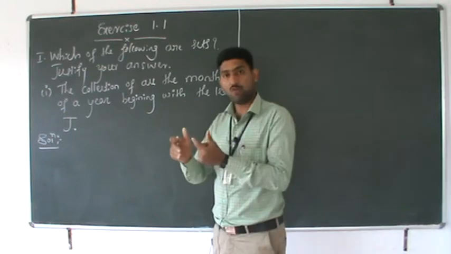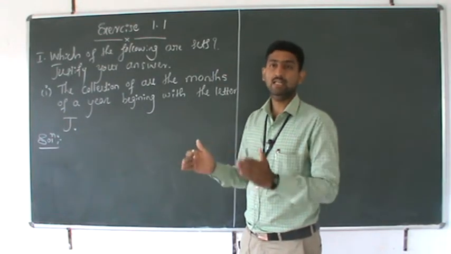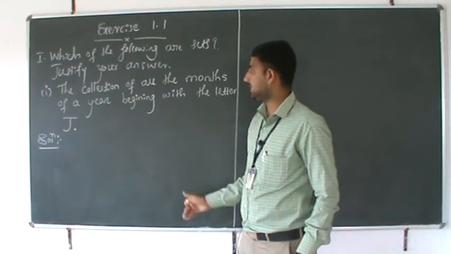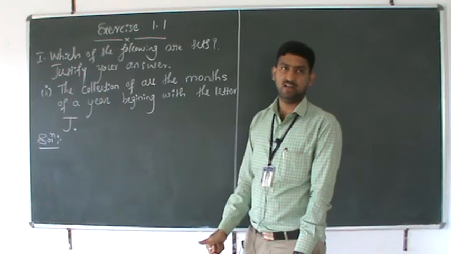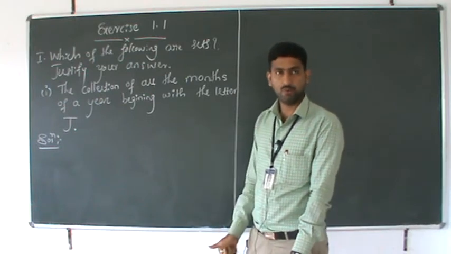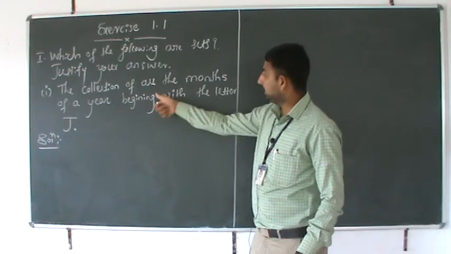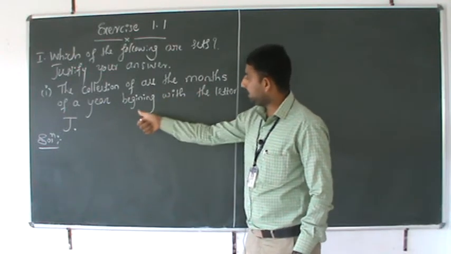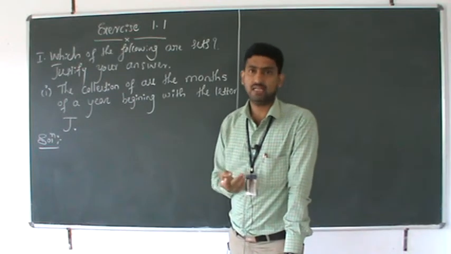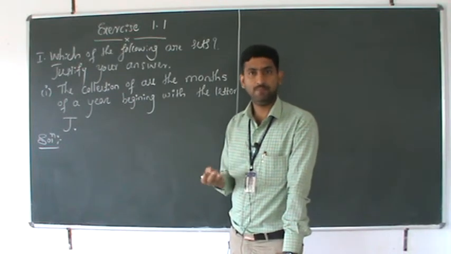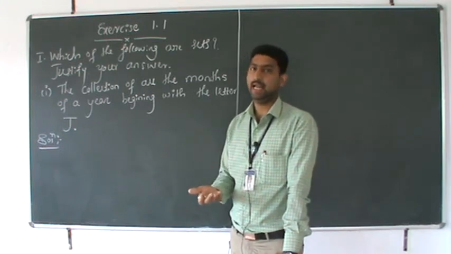The collection of all the months in a year where the first letter is capital J. ಇದು ವೆಲ್ ಡಿಫೈನ್ಡ್ ಆಗ್ತದಾ ಅಥವಾ ಇದು ಸೆಟ್ ಇಲ್ಲ ಅಂತ ನಾವು ಚೆಕ್ ಮಾಡಬೇಕು. ಇದು ಸೆಟ್ ಹೌದಲ್ವಾ? ಯಾಕೆ ಸೆಟ್ ಆಗ್ತದೆ ಇದು? The collection of all the months of a year beginning with the letter J ಅಂದ್ರೆ J ನಿಂದ ಬಿಗಿನಿಂಗ್ ಆಗುವಂತ ಮಂತ್ಸ್ ಗಳು ಯಾವ್ಯಾವು? ಫಸ್ಟ್ ಬರ್ತದೆ ಜನವರಿ, ನೆಕ್ಸ್ಟ್ ಜೂನ್ and July.